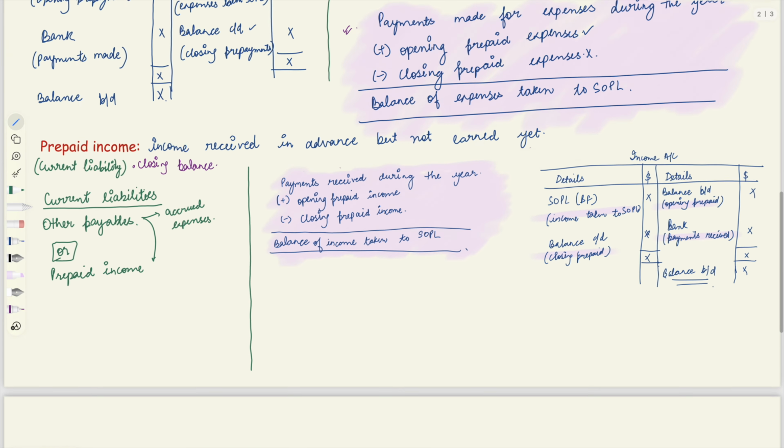Okay, so this is done. So now let's learn the accumulative way to prepare your income and expenses account if you are given both accruals and prepayments. I'm going to divide this into half. On one side we're going to do incomes, and on the other side we're going to do expenses.